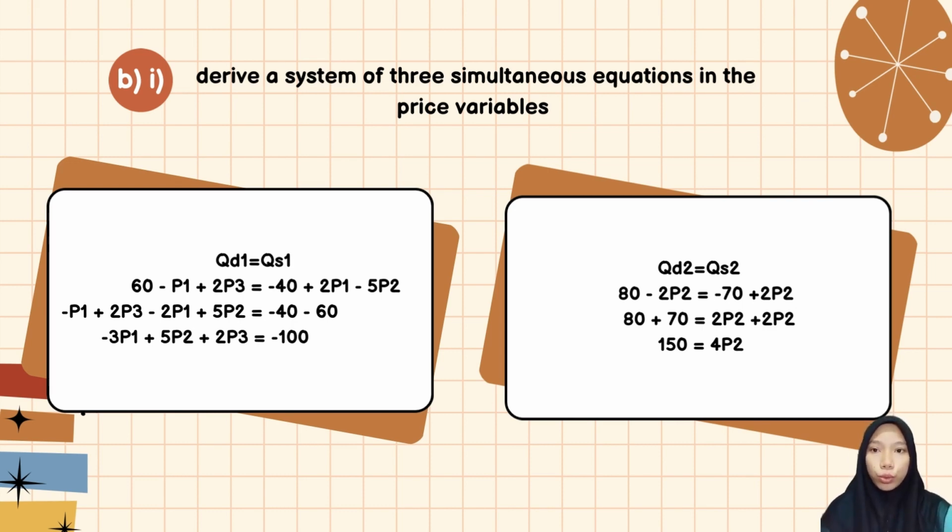For good 2, we need to put QD2 equal to QS2, and we get the equation 80 minus 2P2 equal to negative 70 plus 2P2, and the final answer is 4P2 equal to 150.